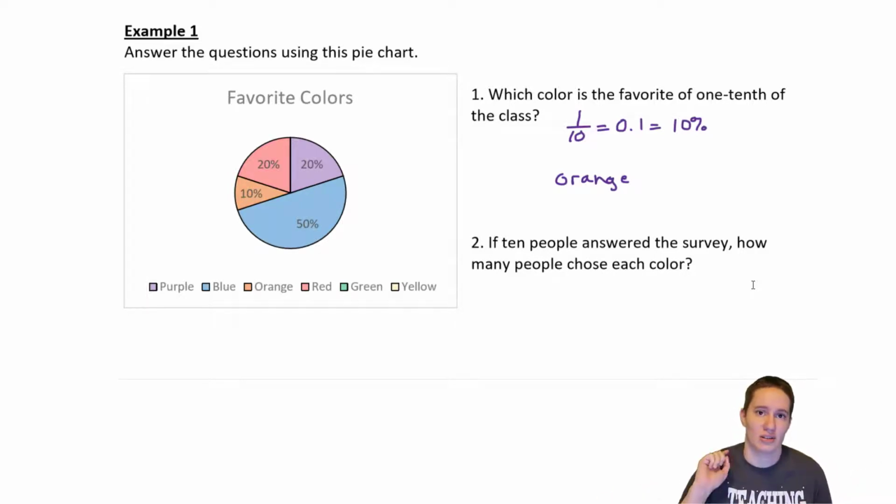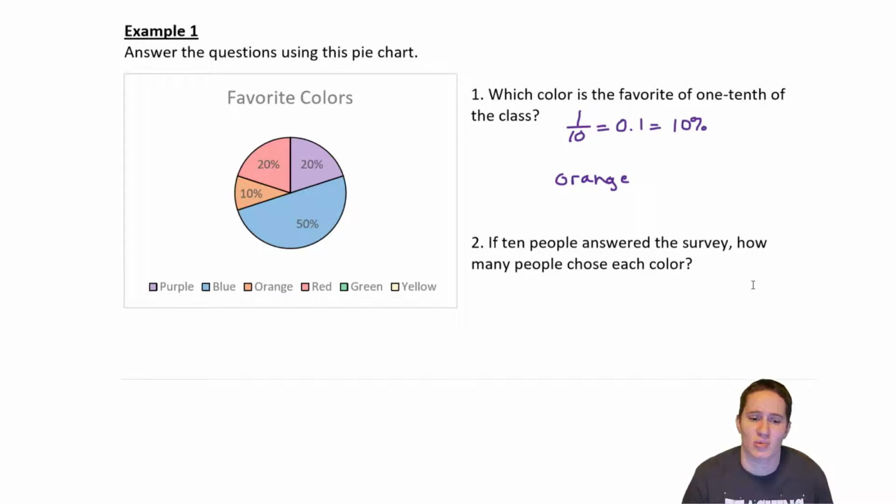We could have been asked, what did we answer with most as our favorite? That's not the best way to phrase that question. What am I trying to think of? What did the majority of people pick, for instance? Or what was the biggest response or something like that. That would be blue because blue is 50%.